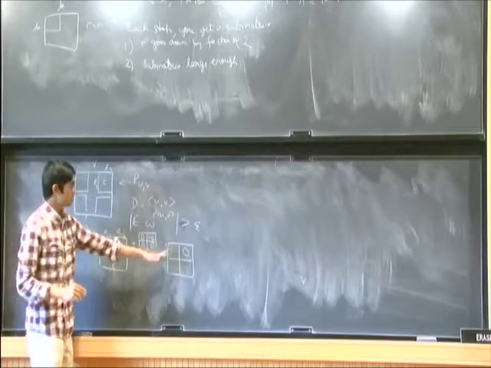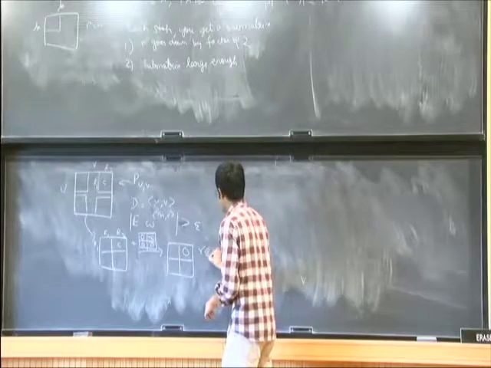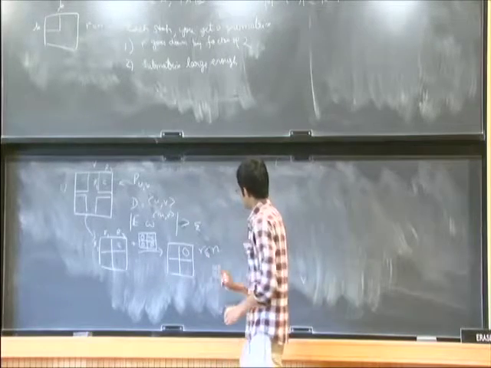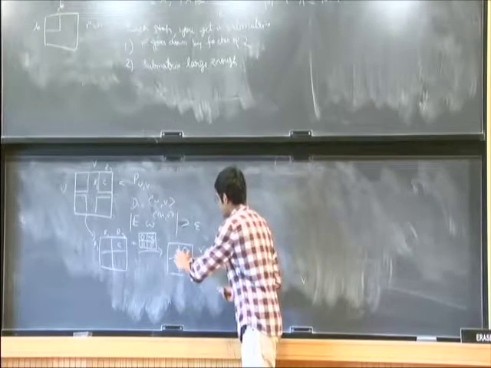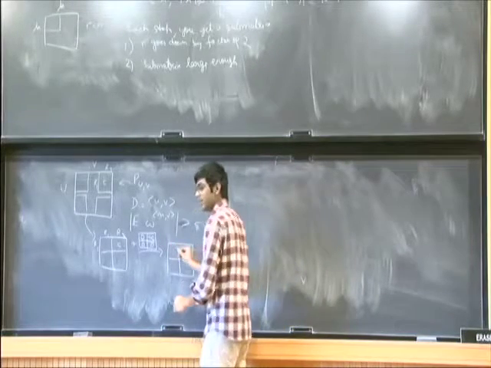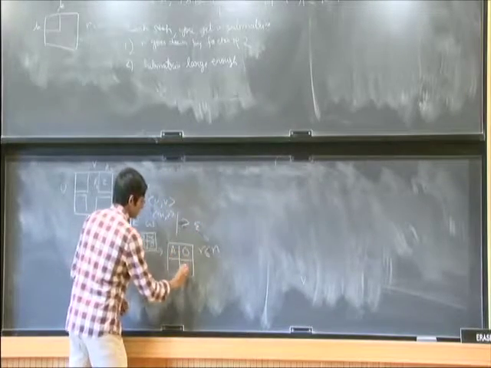Okay, so the rank of this is still less than or equal to n. Okay, so here now you can see what we are going to do. We know that. So you're going to recurse on one of the two. So let's call this A, let's call this B.